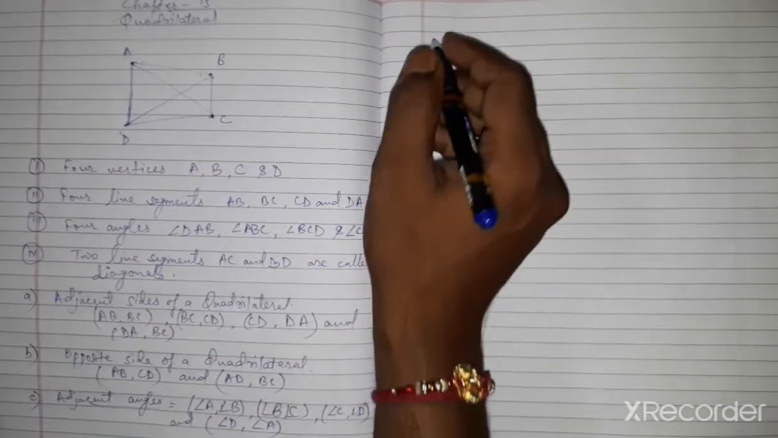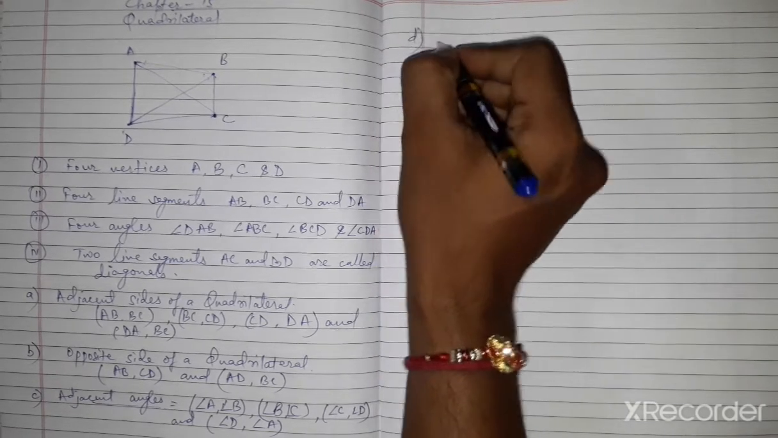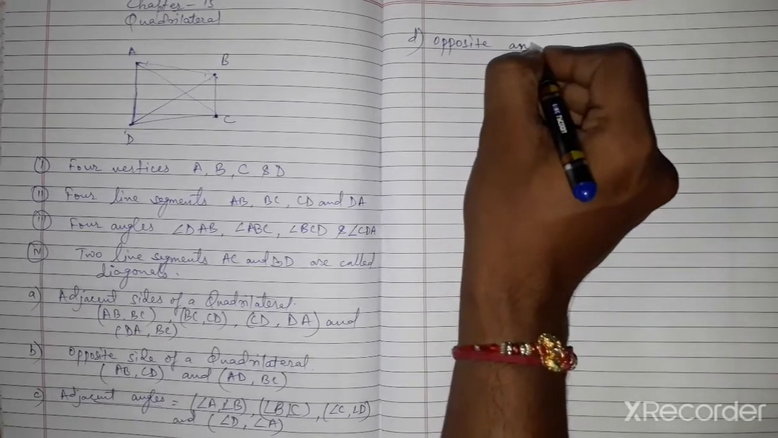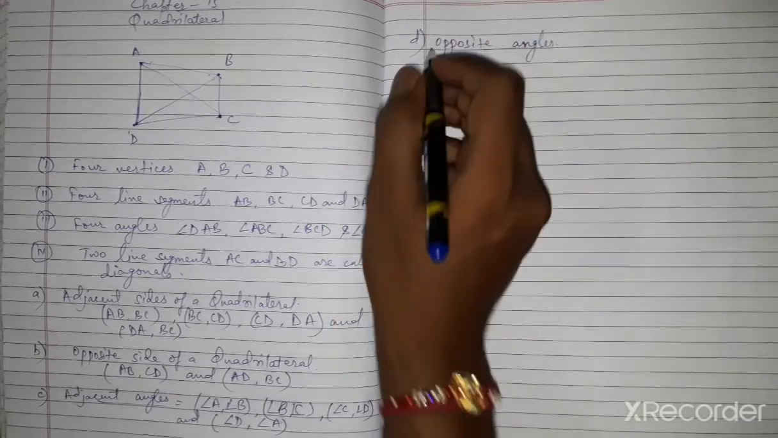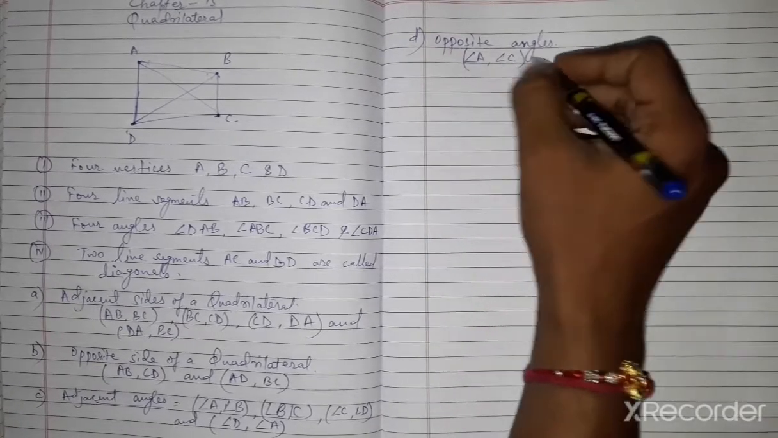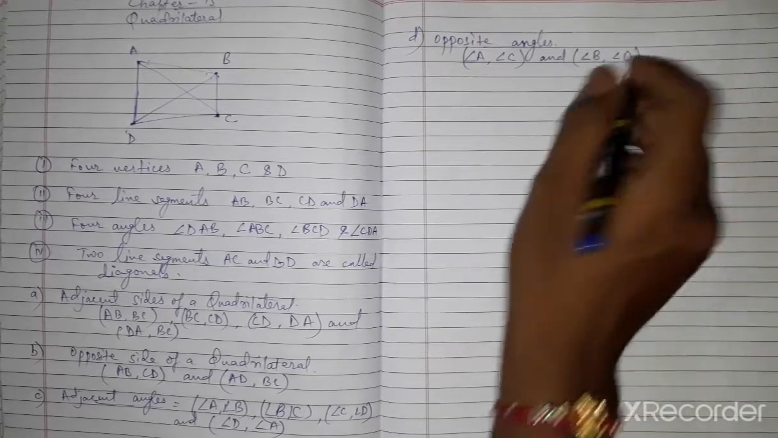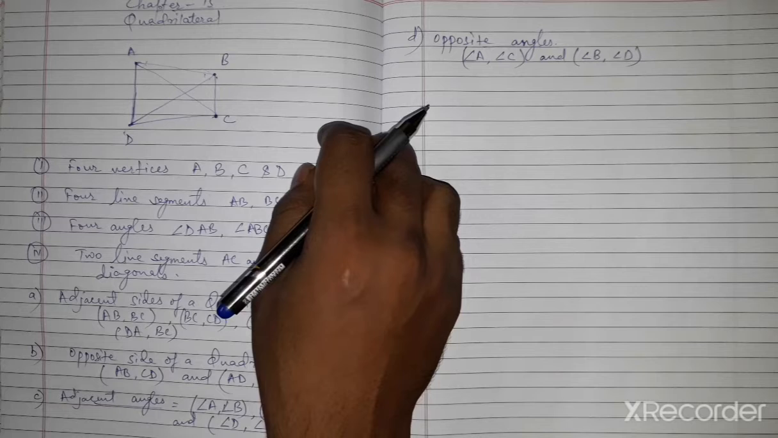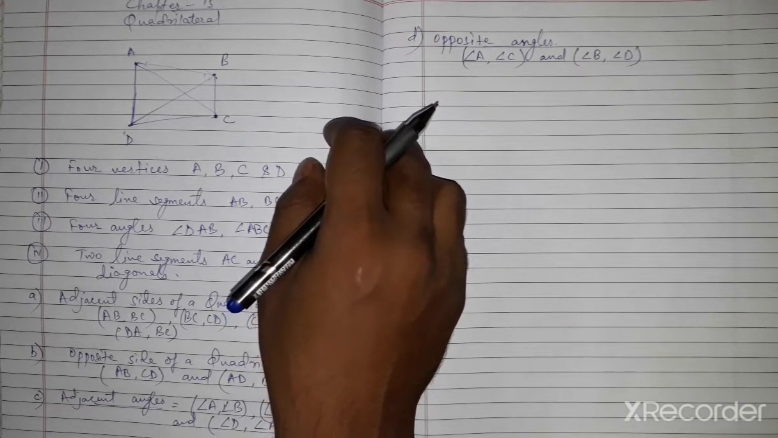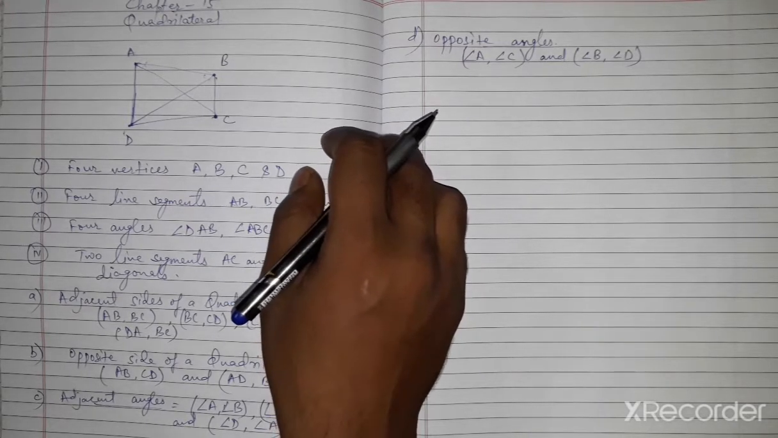Now next is opposite angles. Angle A, angle C and angle B, angle D are opposite angles of a quadrilateral. Two angles of a quadrilateral which are not adjacent angles are called opposite angles of a quadrilateral.